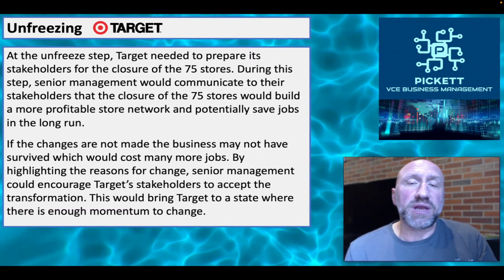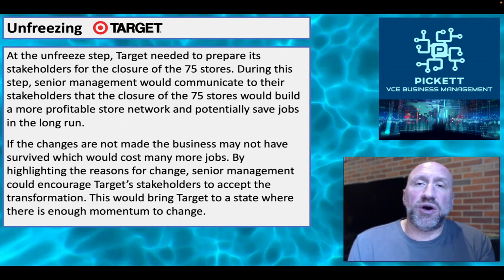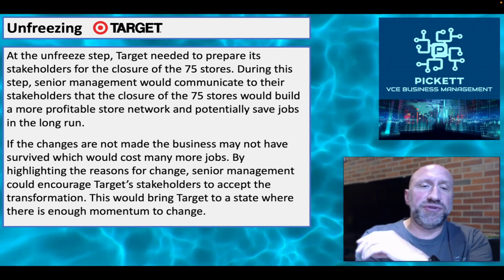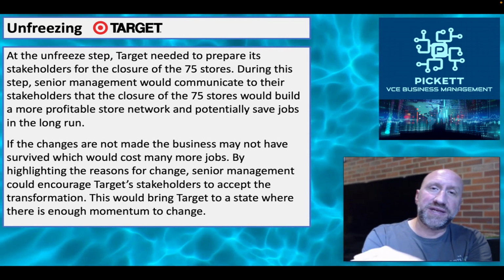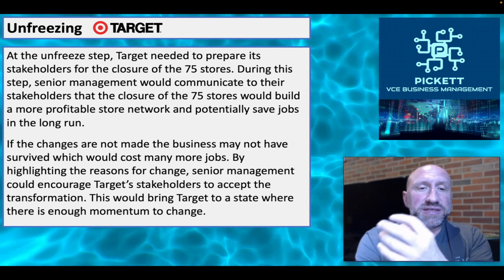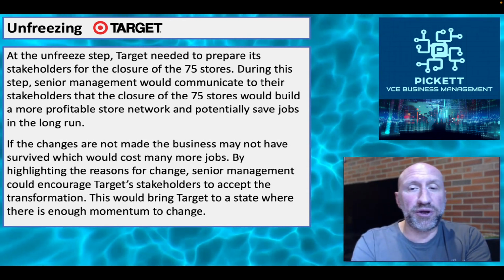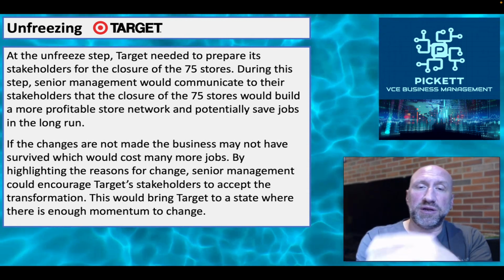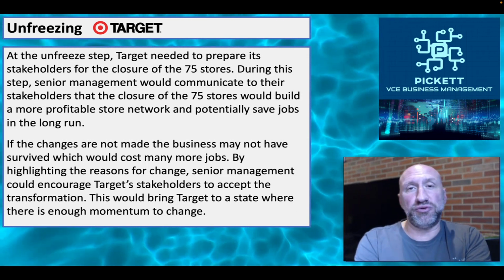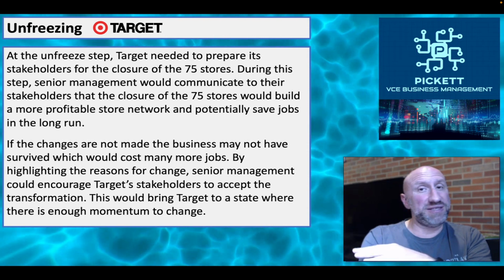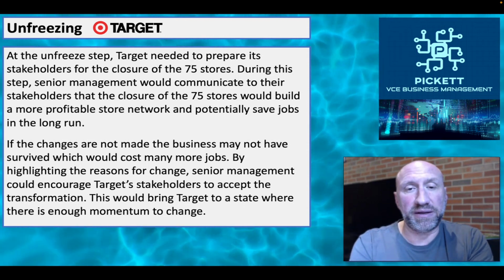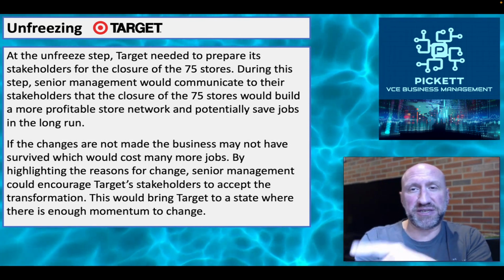So, unfreezing. Target needed to prepare its stakeholders for the closure of these 75 stores. During this step, senior management would have communicated to all of their stakeholders that the closure of the 75 stores is going to build a more profitable store network and potentially save jobs in the long run. And that's the key here. I guess the message was, look, if we don't do this, then Target might disappear completely. So the impact is going to be even bigger. Okay, so that was a really, really key message to get across.